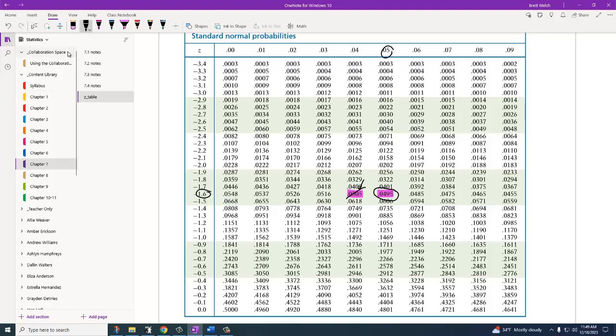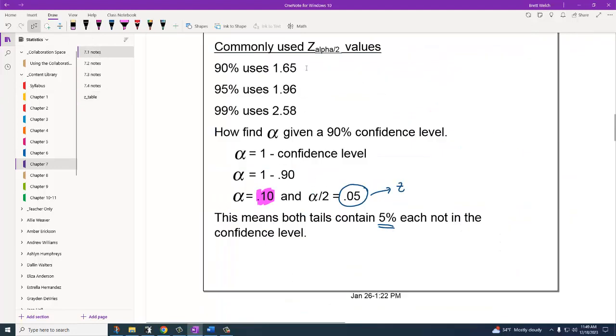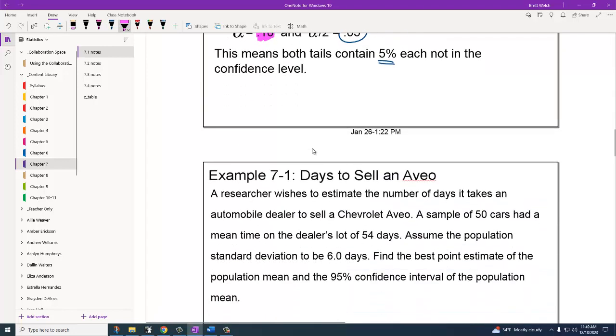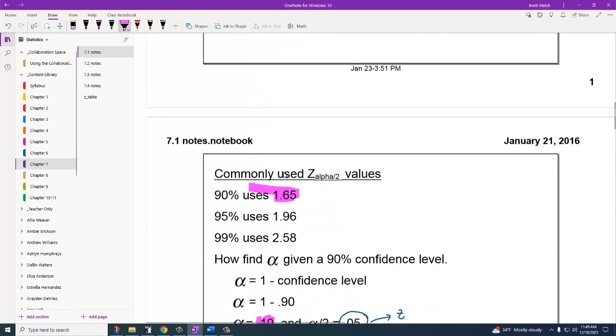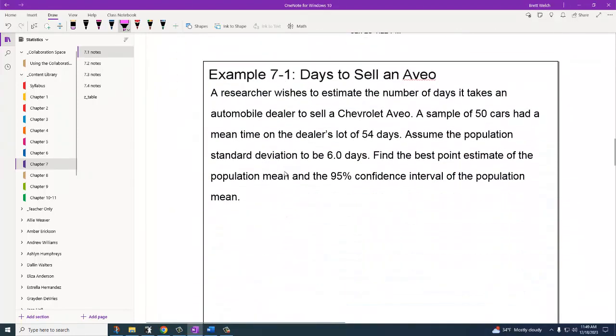If we go back here to our notes, that's why 1.65 is the z of alpha over 2 for 90%. And of course, in the formula it uses plus or minus, so that's why we have a negative side and a positive side. But it's 1.65.